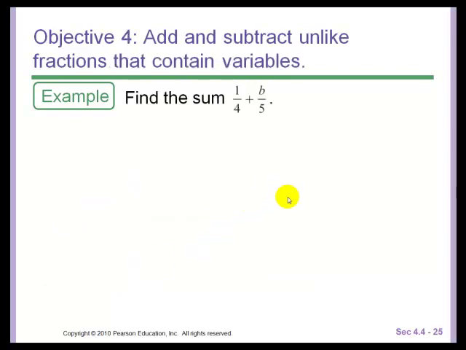Find the sum of 1/4 plus b/5. The LCD between 4 and 5 is 20. In this case, they're relatively prime to each other. That is, they have no common factors, so you can just multiply 4 times 5 and get 20.